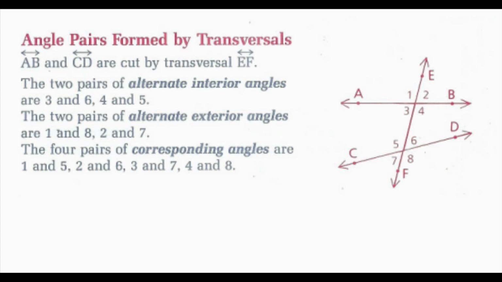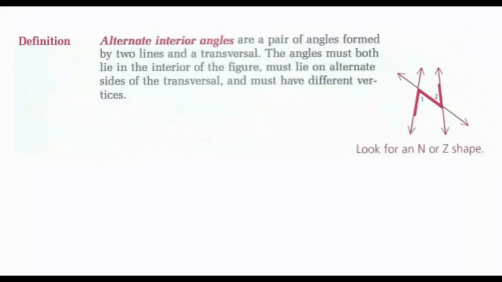And then lastly, we have corresponding angles, and there are actually four pairs of corresponding angles. So angles 1 and 5, then angles 2 and 6, angles 3 and 7, and angles 4 and 8 are all pairs of corresponding angles. Now, defining these types of angles, we'll first look at alternate interior angles.